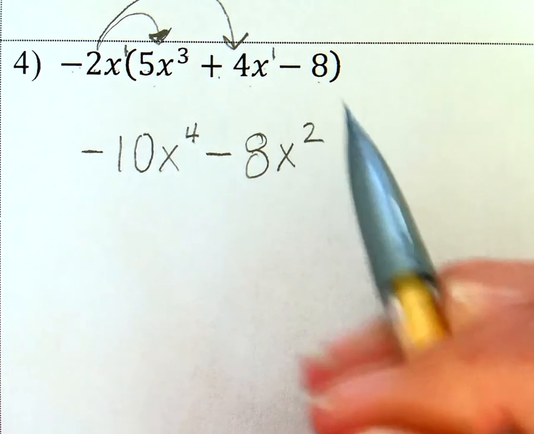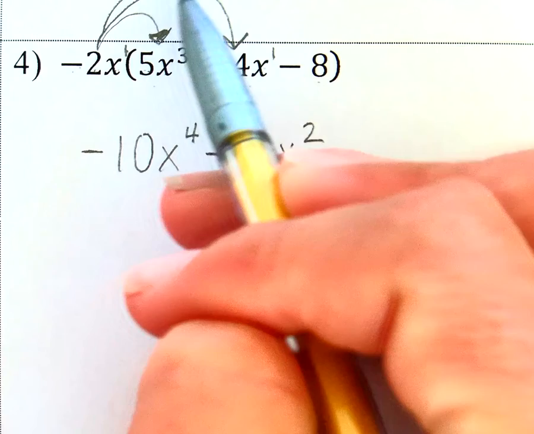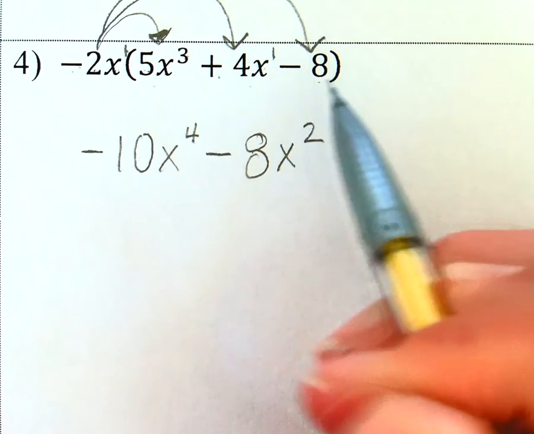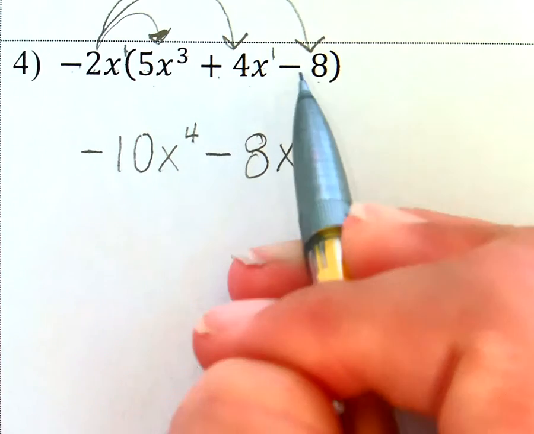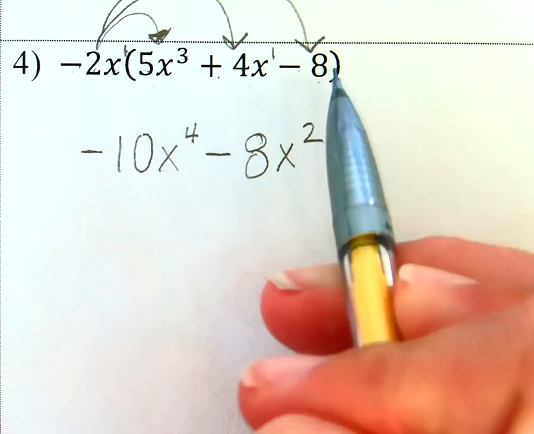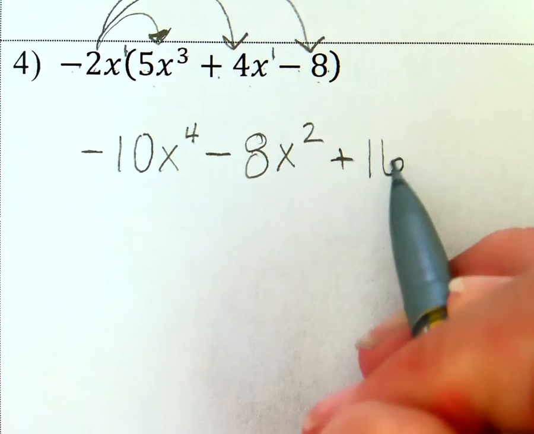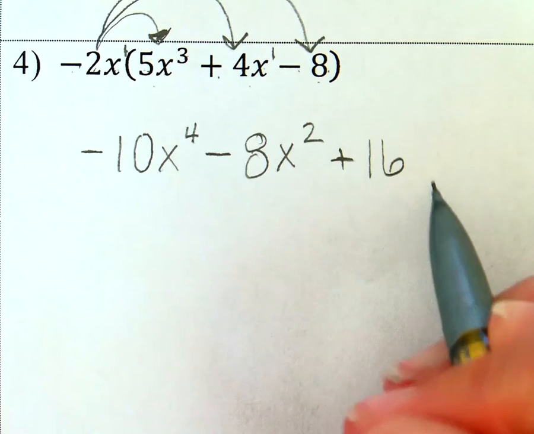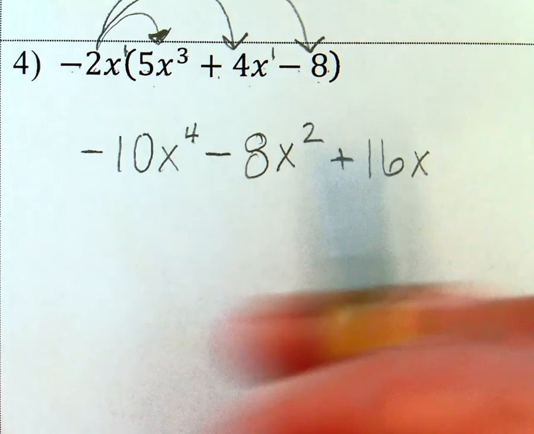And now I'm going to distribute this -2x to my final term, a -8. So a negative times a negative is going to give me a positive. 2 times 8 is 16. And I have nothing to multiply the x by, so it remains x. And that would be our answer.